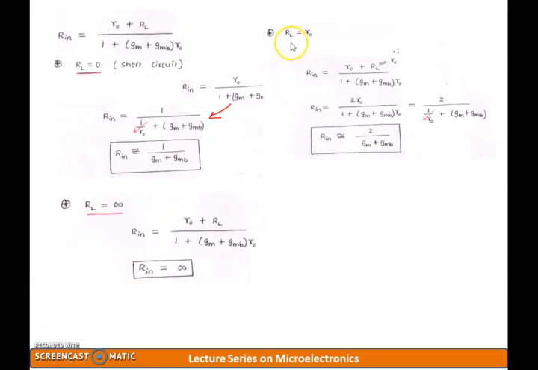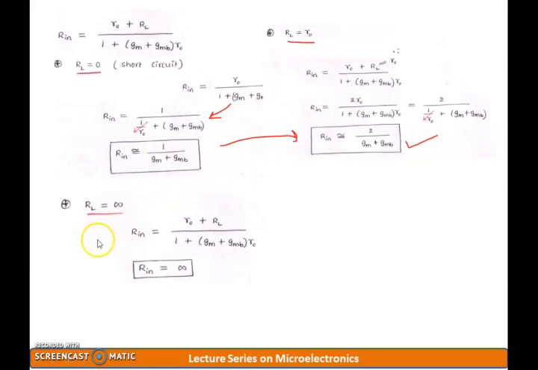Now the second case where I consider RL is almost equal to R naught. Under this condition, I just try to replace RL with R naught and try to simplify this. That will lead to an expression 2 R naught upon 1 plus GM plus GMB multiplied by R naught. Upon resimplifying, I am again going to have a relation which says R is equal to 2 times 1 upon GM plus GMB. Again, almost very similar to the previous case. So that also speaks a lot on the dependency of input resistance on the transconductance.